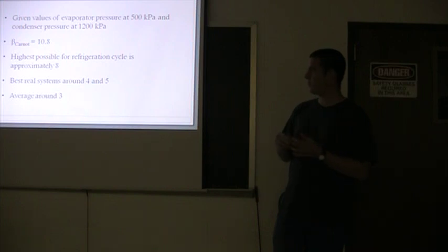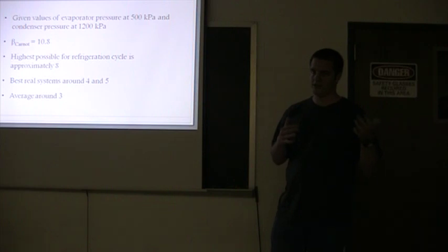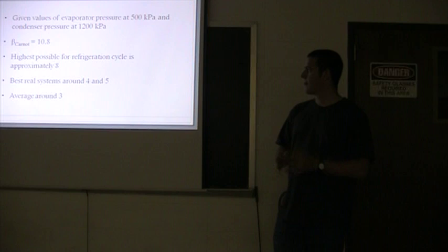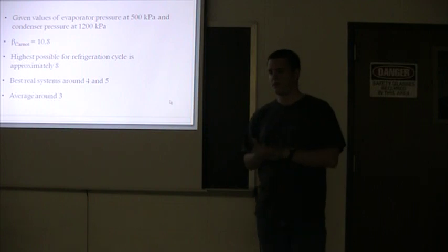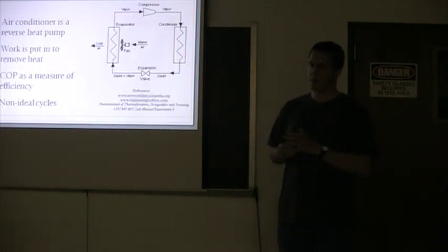What you get for the Carnot is 10.8, which seems high, but Carnot is the ideal case, which is the limiting value for those thermodynamic cycles. The highest possible value for refrigeration cycles I've read is around 8, and that would be for an ideal refrigeration cycle. The best real systems are much lower, around 4 or 5, and the average ones, like the one we're going to use, you can probably expect to be around 3 coefficient of performance.